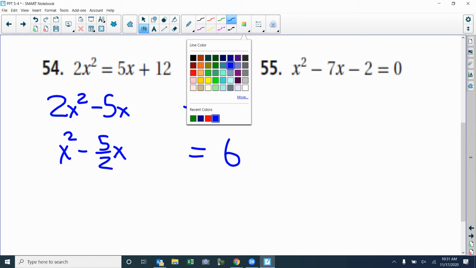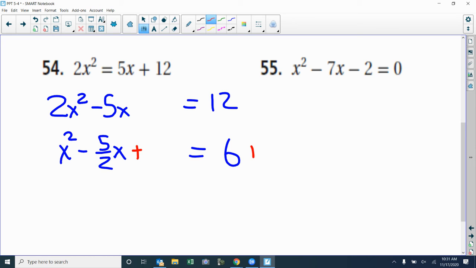Okay, now the fun begins. Figure out what I need to add to make a perfect square trinomial. Fractions always make it fun. So what do I need? I need half of the middle term. How do I find what half of 5 over 2 is? Multiply it by 2? I don't think so. How about you divide it by 2, which would be 5 over 2 divided by 2 over 1. Invert and multiply.